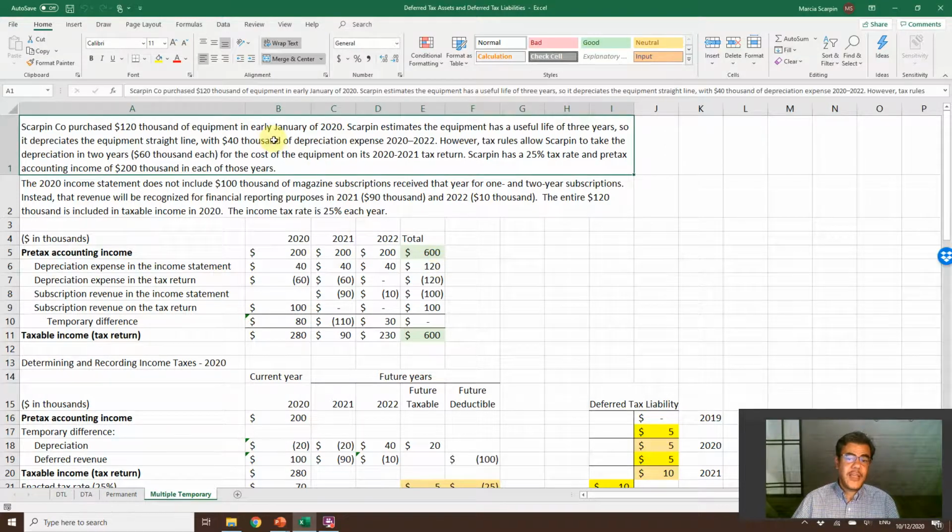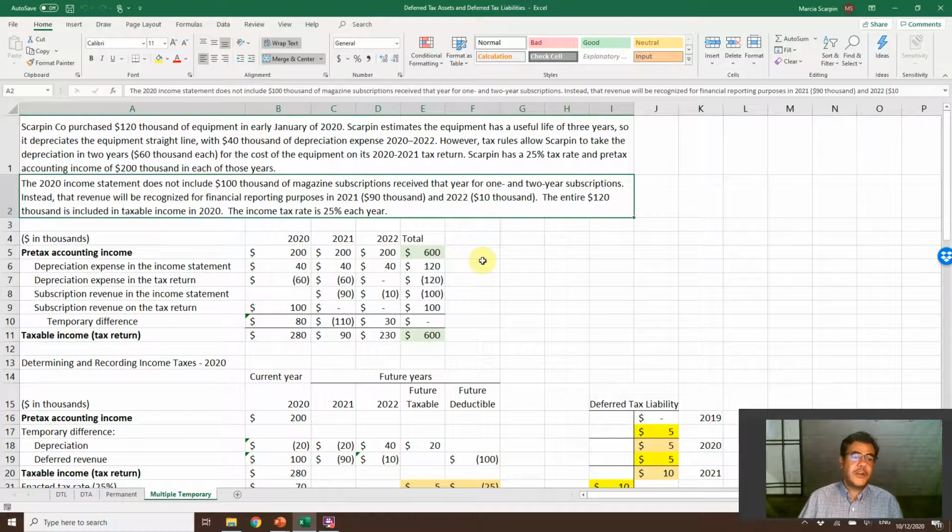So here, the first temporary difference, the second temporary difference. Skyping Corporation purchased 100,000 of equipment in early January of 2020. Useful life 3 years, so 40,000 per year. Straight line method. However, tax rules allow Skyping to take the depreciation in 2 years. So we will pay less tax now, more tax in the future. We have a deferred tax liability.